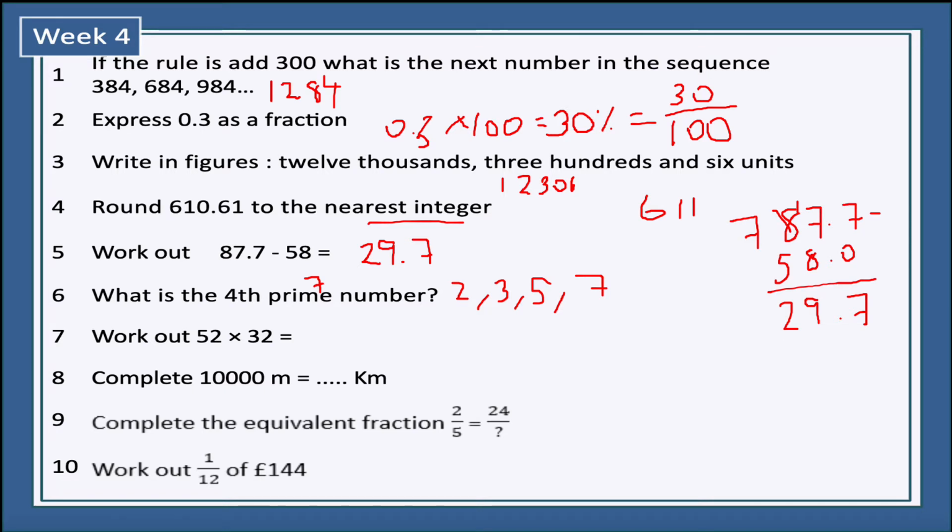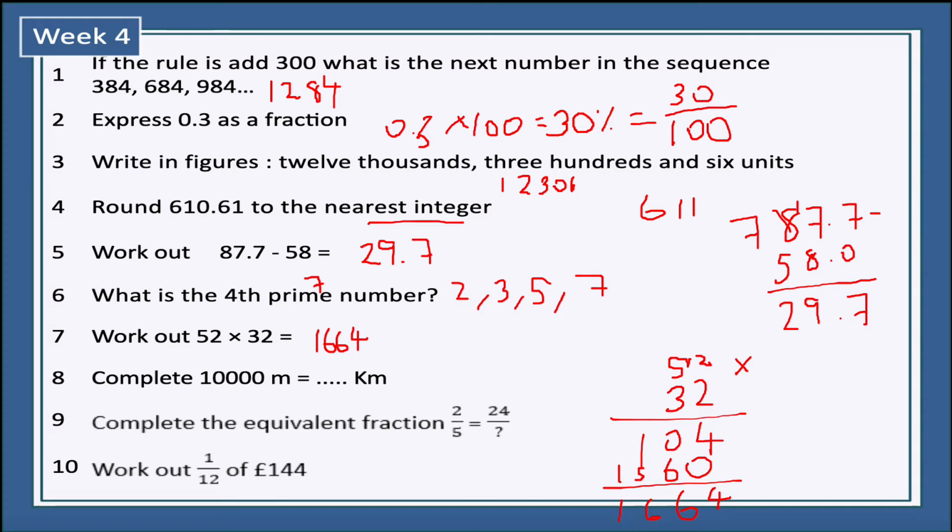Work out 52 times 32. So let's just work this out using long multiplication. 52 times 32. 2 times 2 is 4. 2 times 5 is 10. 0, 3 times 2 is 6, 3 times 5 is 15. So adding this together I get 1664. This is question number 8.